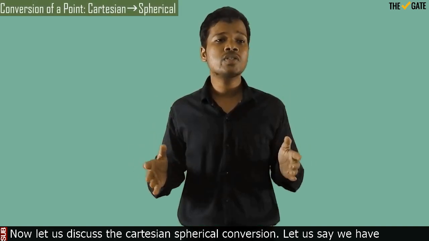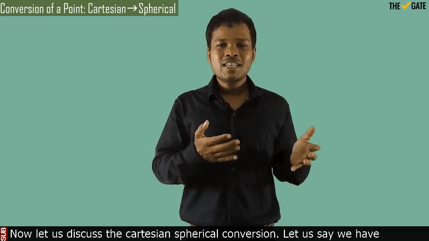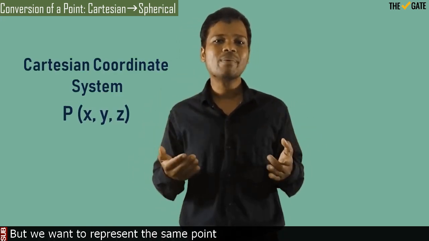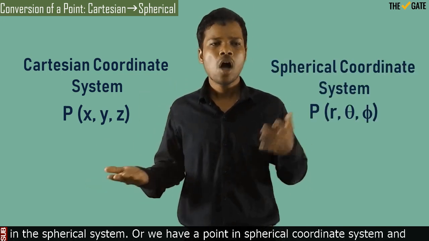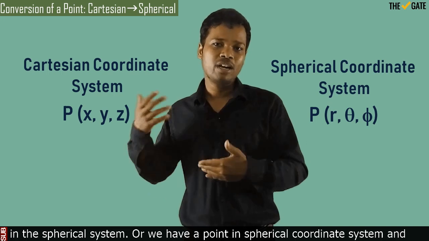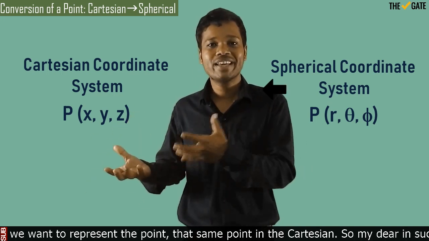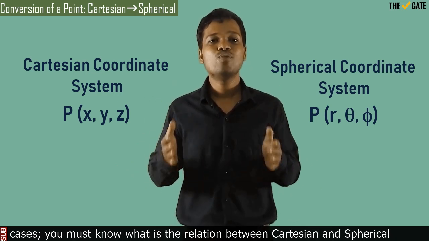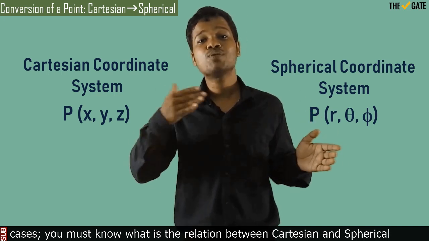Now let us discuss the Cartesian spherical conversion. Let us say we have a point presented in the Cartesian coordinate system, but we want to represent the same point in the spherical system. Or we have a point in the spherical coordinate system and we want to represent that same point in the Cartesian. So my dear, in such cases, you must know what is the relation between Cartesian and spherical coordinate system.